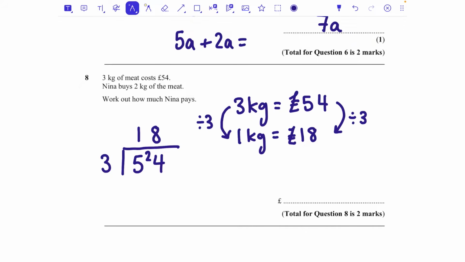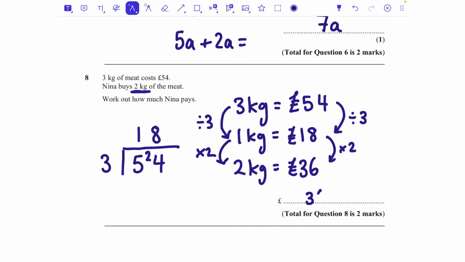And what you could do to get 2 kilograms is you could take that off. You could do 3 kilograms, take away 1 kilogram. So you could do 54, take away 18. But I think the easiest way here is just to double it. So if I know that 1 kilogram is 18 pounds, then 2 kilograms is double that. And that's going to be 18 add 18, which is 36 pounds.